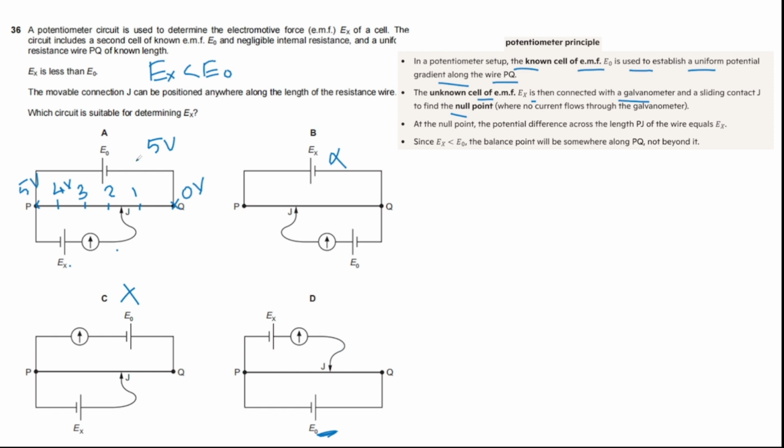Then the next one is the polarity, the connection of the EMF. Here E0 is giving the positive to this end, but here it is connected to the negative. That's why this one is wrong, and all of the options are wrong except D. For D, the positive is connected on this point, and here also the positive is connected over here, and the negative is connected to the same point. So negative to negative, positive to positive. So the correct option is option D.